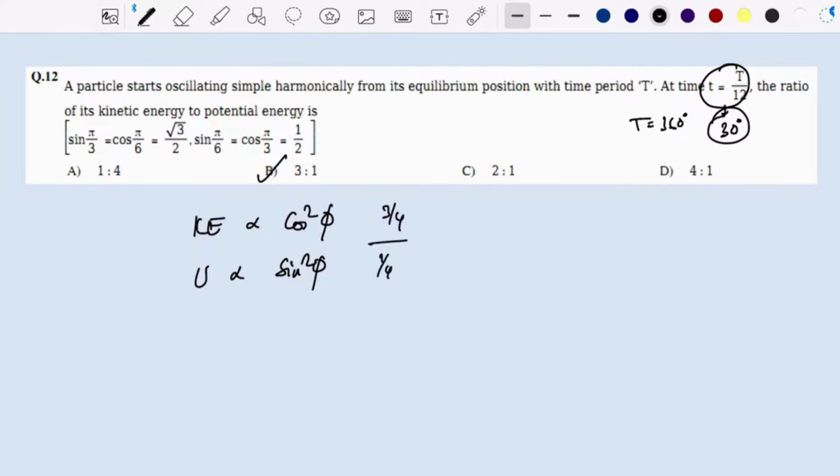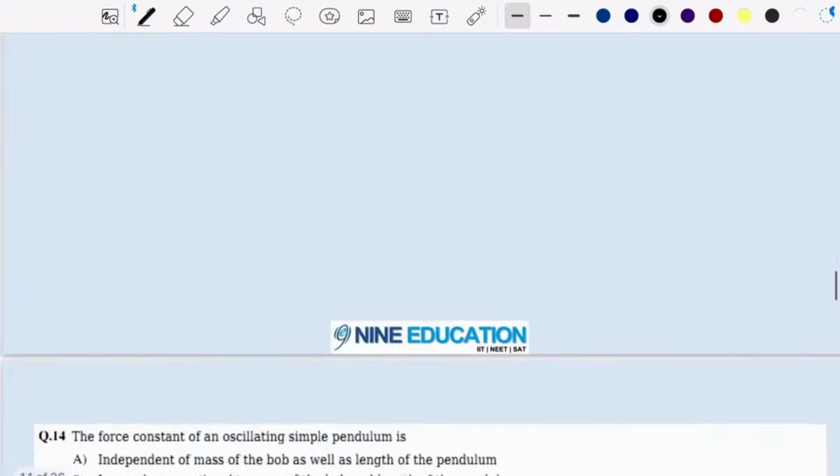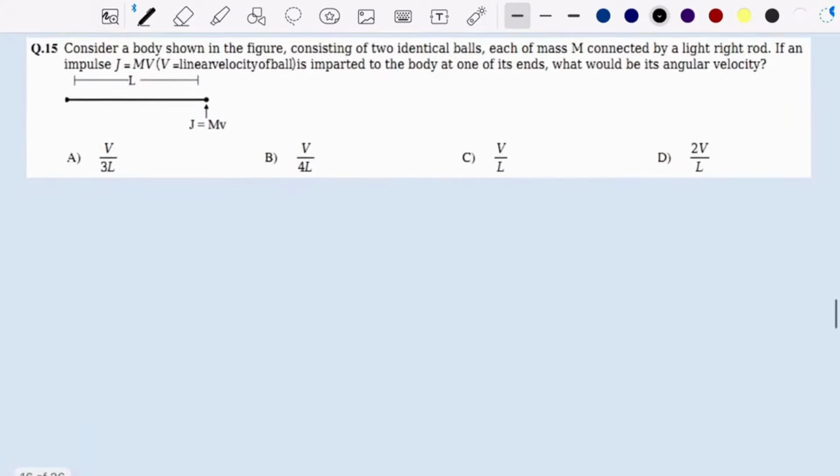Two raindrops are falling with terminal velocity. Terminal velocity is proportional to r square. So V2 by V1 will be equal to capital R square upon small r square. Or we end up getting V2 is equal to capital R square by small r square into V1, which is V capital R square by small r square. The force constant of an oscillating pendulum, K, is generally defined by m omega square. So from that you can say it is directly proportional to the mass of the bob. There's nothing much to say there, which is why that mass also gets cancelled, technically speaking.